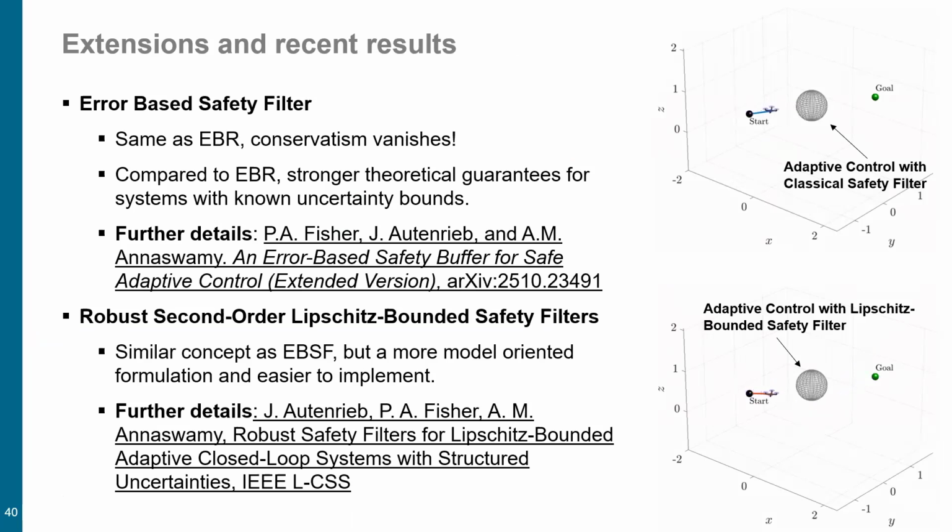And Peter took the lead on the idea of error-based safety filters, right? It's basically the same idea, but looked at from a different perspective, more from the perspective of interpolation. He framed the problem as an interpolation problem between a nominal controller and a worst case controller, and he's adapting based on an experience mismatch. And with that, he was able to get very nice safety guarantees. So if you're interested in that, have a look at this paper.